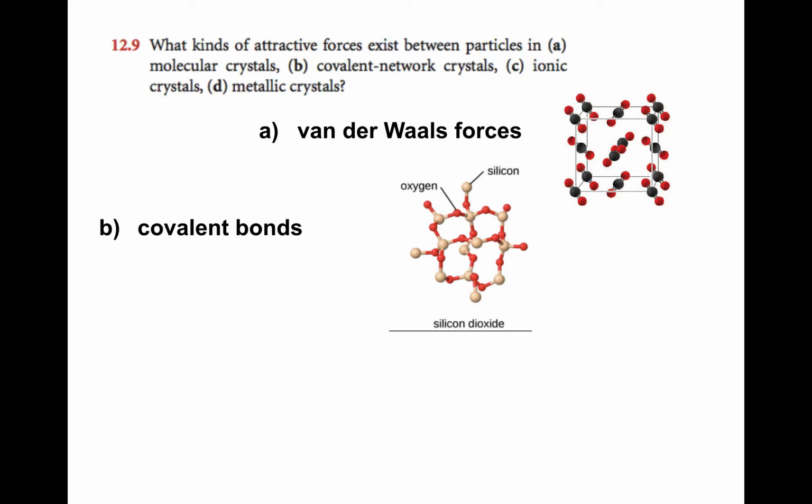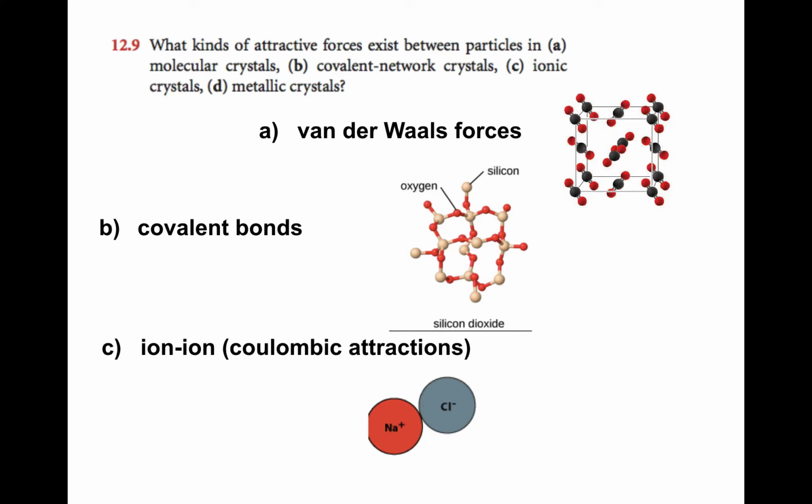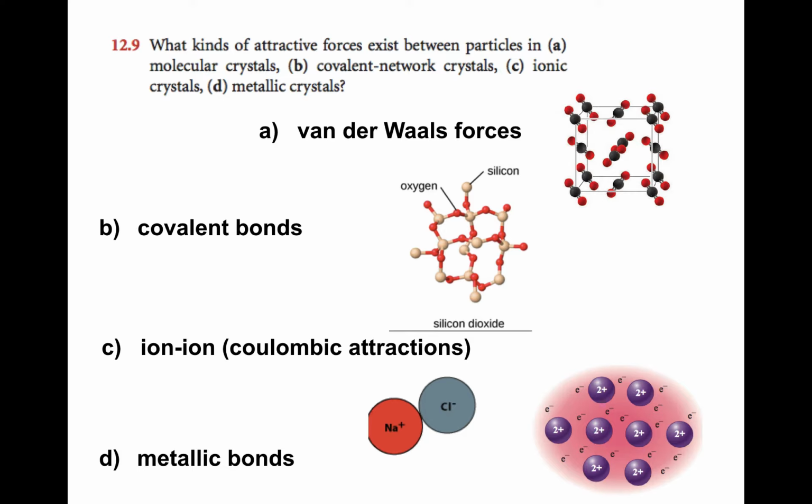So silicon dioxide, sand: you've got silicons and oxygens covalently bonded in the crystal. C, ionic crystals would be held together by ion-ion attractions. And metallic crystals would be held together by metallic bonds, right? This ultimate delocalization of electrons over the entire crystal. So we have core electrons and nuclei at the lattice points, and holding this together are the valence electrons, delocalized over the entire crystal.